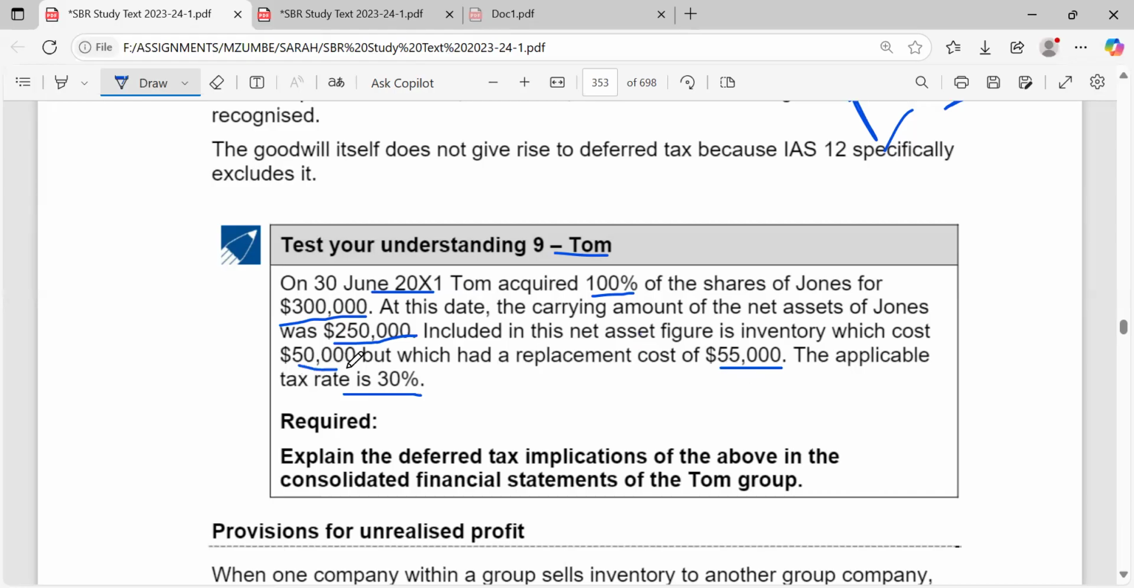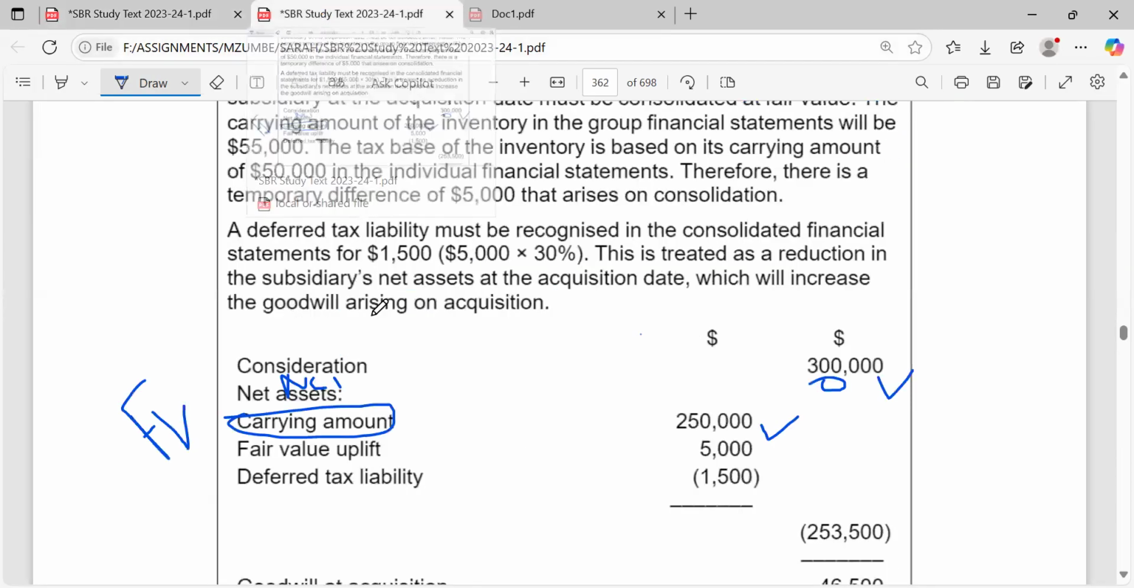So first of all, we start with something specifically stated. Inventory was having a value of 50, but its replacement of 55. So inventory has to be uplifted by 5,000. That's why you see fair value uplift on inventory. And if inventory is increased by 5,000, it means net assets would also increase by the same figure, right? You see it here.